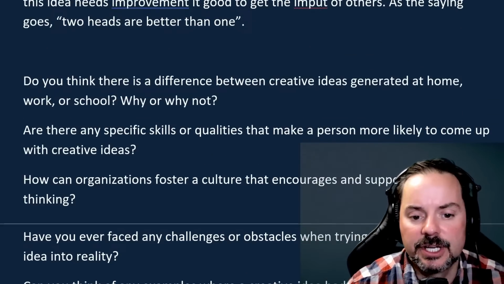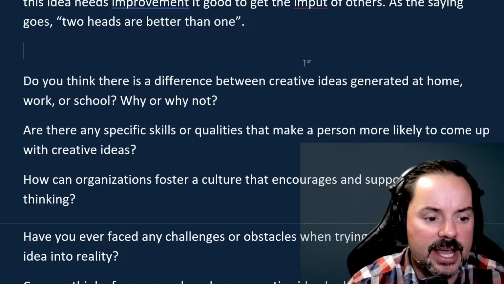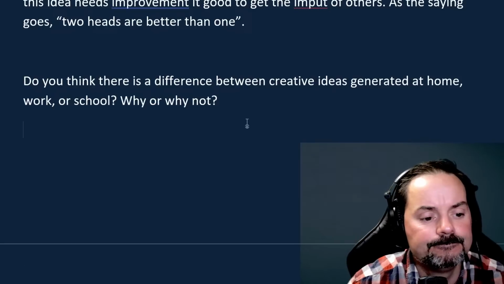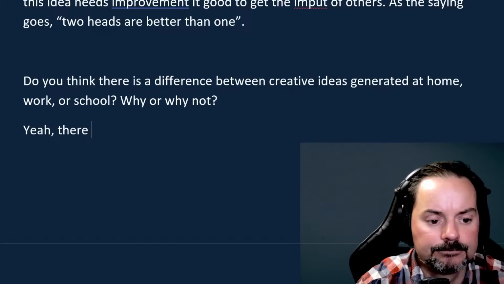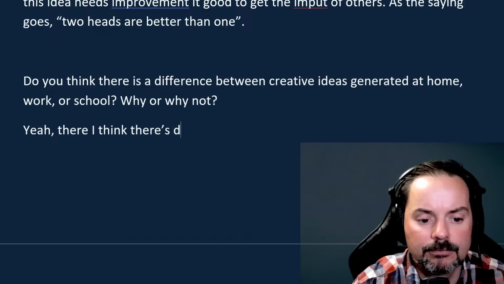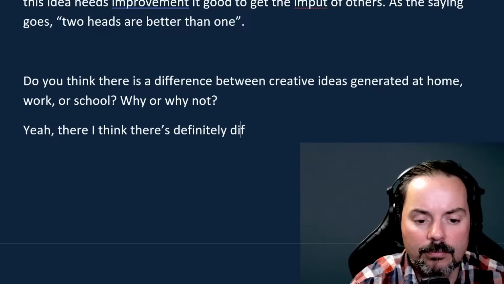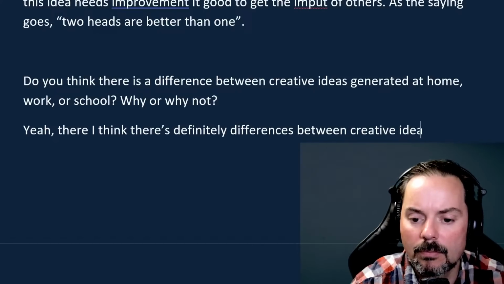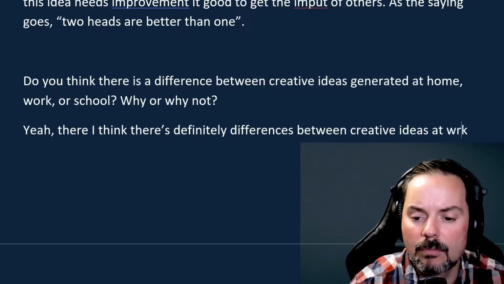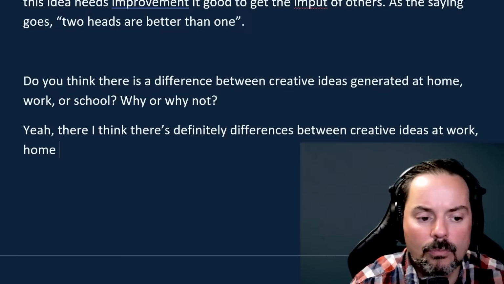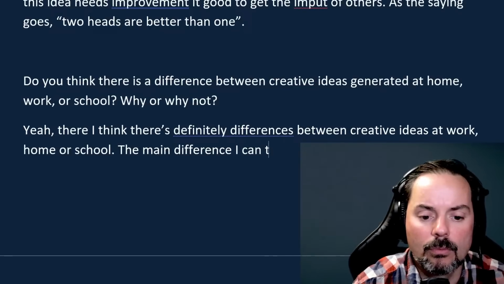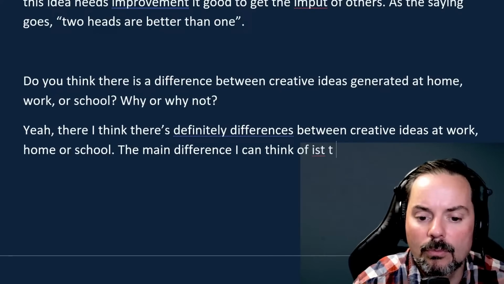Do you think there is a difference between creative ideas generated at home, work, or at school? Why or why not? Yeah, I think there's definitely differences between creative ideas that come from home, work, and school. The main difference I can think of is the audiences that these ideas can help. For example, at work, these creative ideas often help workers to work more proficiently.